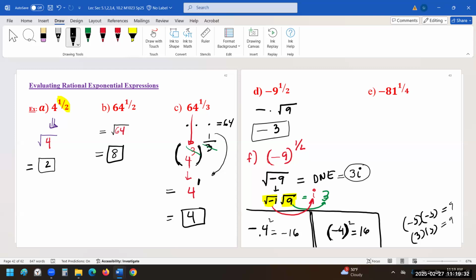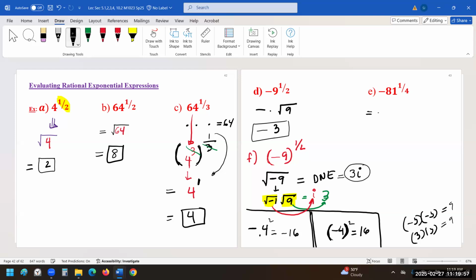Okay. So in real life, we have no idea, but in the imaginary world, it is 3i. Any question? So what's the next one? The negative is extra, right? Because it doesn't have any parentheses.